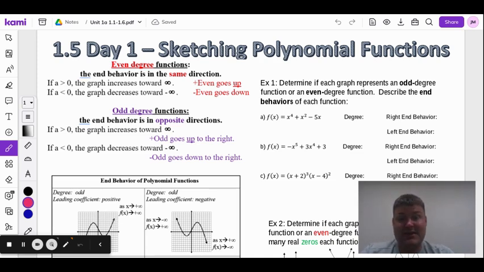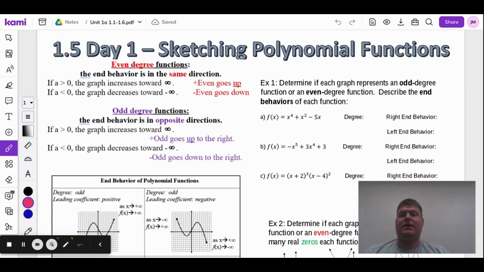1.5 is pretty loaded. It's got 3 days' worth of stuff, so let's get to it. Here we go. So, just sketching polynomial functions. That's all we're doing today, which is a really awesome first. We're going to start talking about limits, talk about end behavior, and a lot of this stuff. If you get a good hold of 1.5 day 1, you can really use this to carry you pretty far into this course. So big day today. Big day.